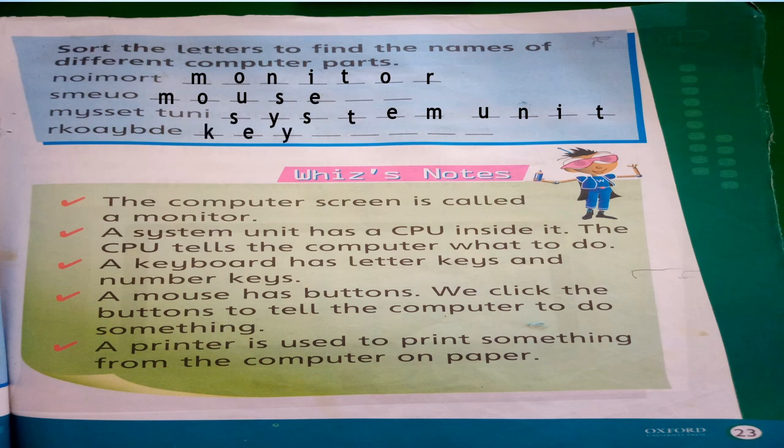Next, keyboard. K-E-Y, key. B-O-A-R-D, board. Keyboard. Okay students, I hope you understand very well. You will do this work on page number 22 and 23. And students, you will learn the spellings of monitor, CPU, keyboard, mouse and printer.